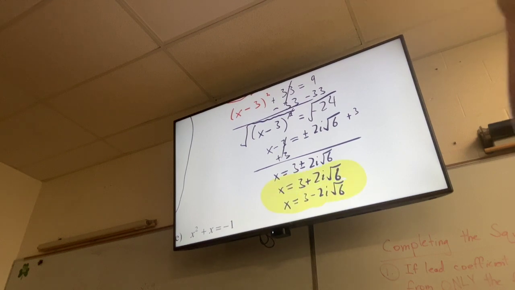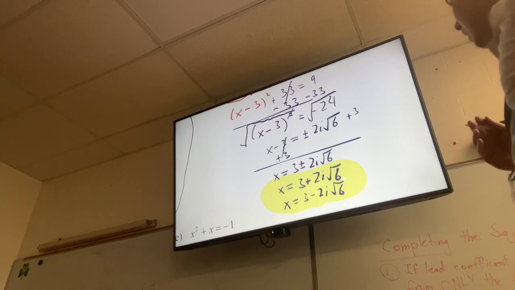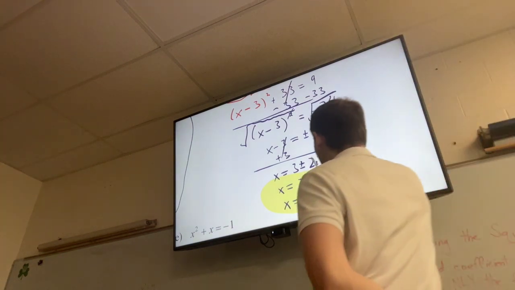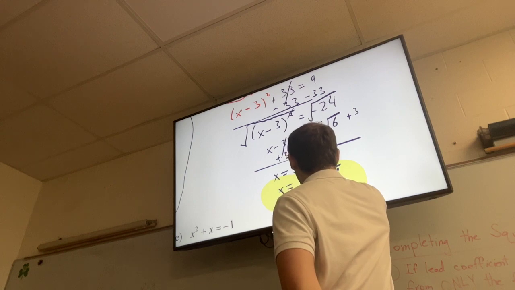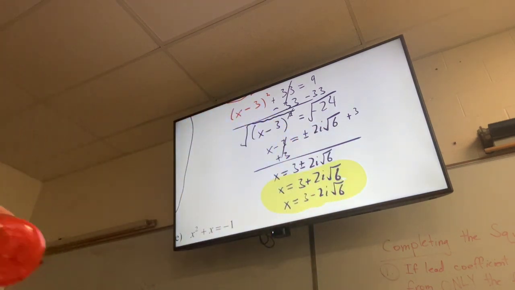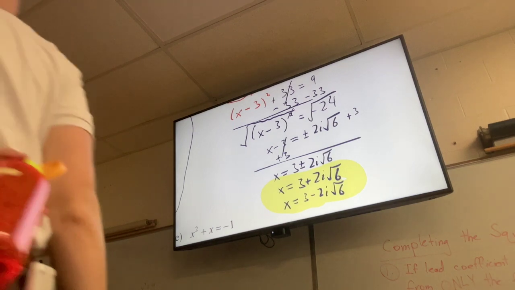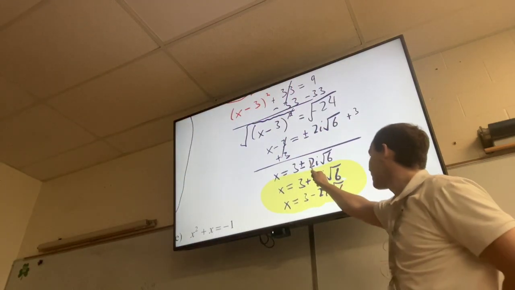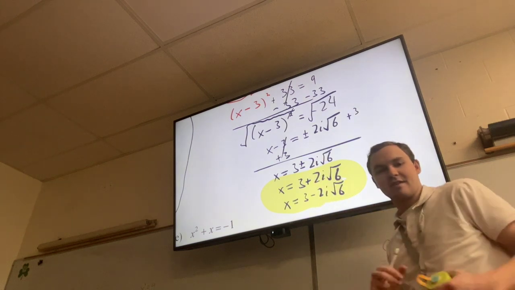But is there a wrong way? So what if I did the plus or minus after the 2i root 6? Like if I put it behind, that's wrong. Yeah, that's wrong. It has to be in front of the square root, whatever you took the square root of. Very good question.